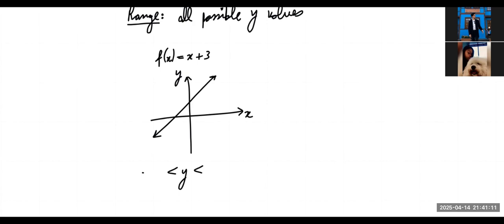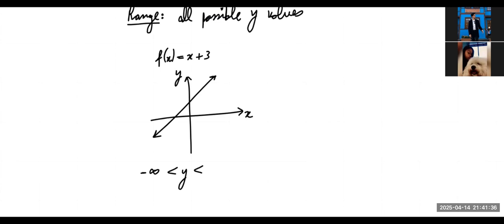Because it keeps going down, it never stops. This graph is never stopping. I never told it to stop anywhere. So the lowest possible value of Y is minus infinity. It never stops going down, right? Okay. And what's the highest possible value? Again, it never stops going up. So what do you think the highest possible value is?